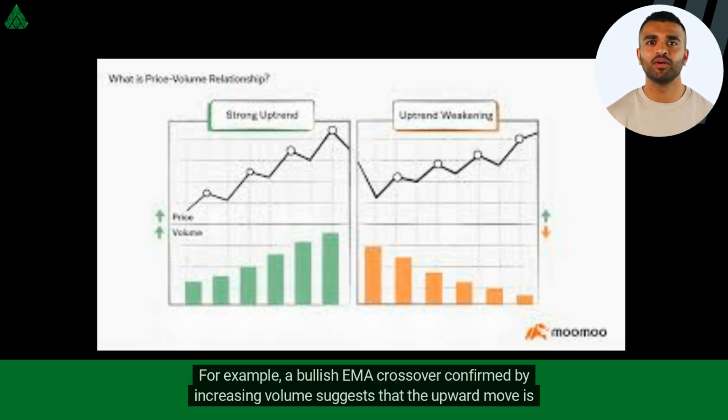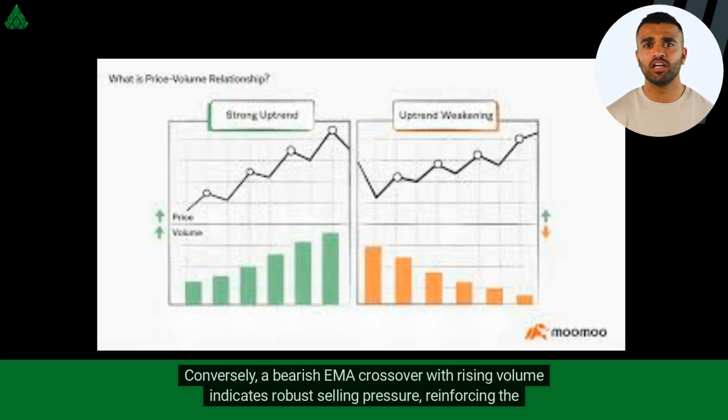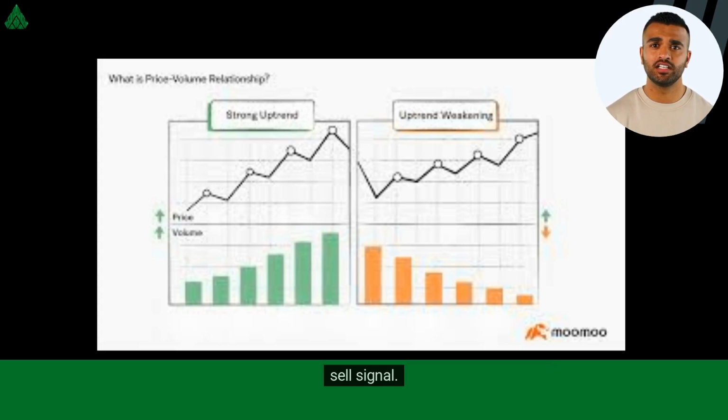For example, a bullish EMA crossover confirmed by increasing volume suggests that the upward move is supported by strong buying interest, making it a more reliable buy signal. Conversely, a bearish EMA crossover with rising volume indicates robust selling pressure, reinforcing the sell signal.